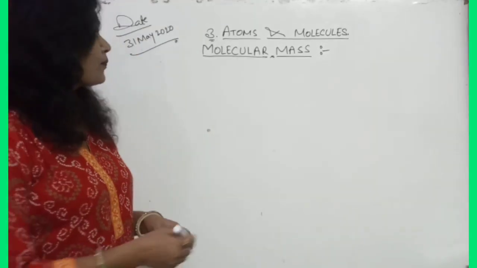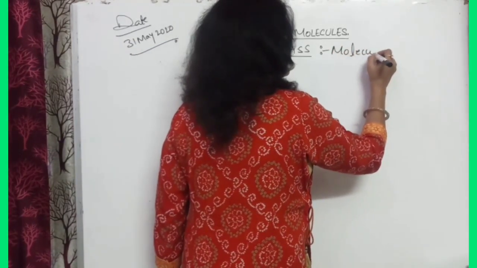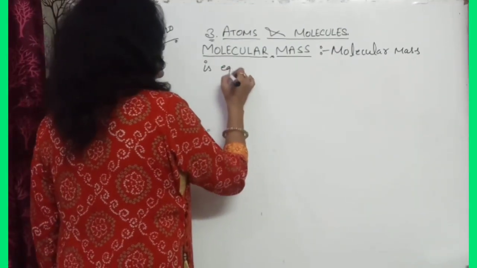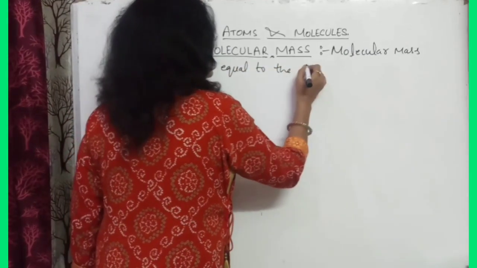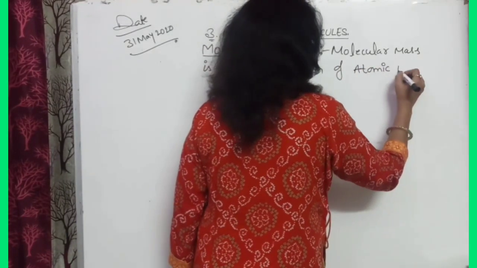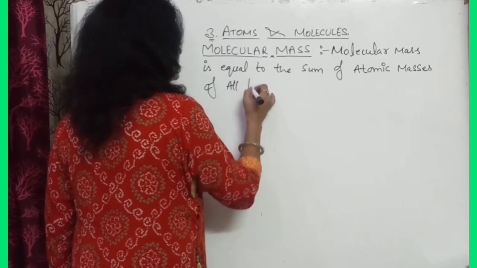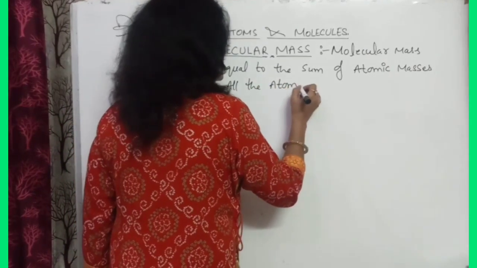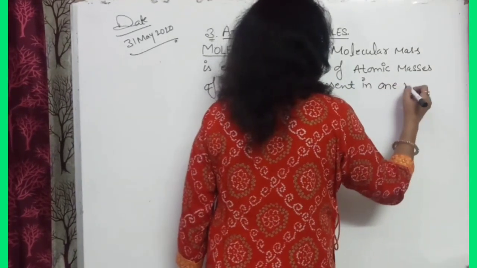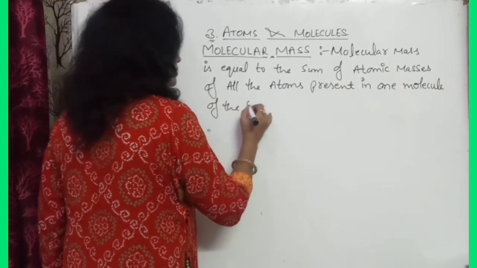Let us start. Molecular mass is equal to the sum of atomic masses of all the atoms present in one molecule of the substance.